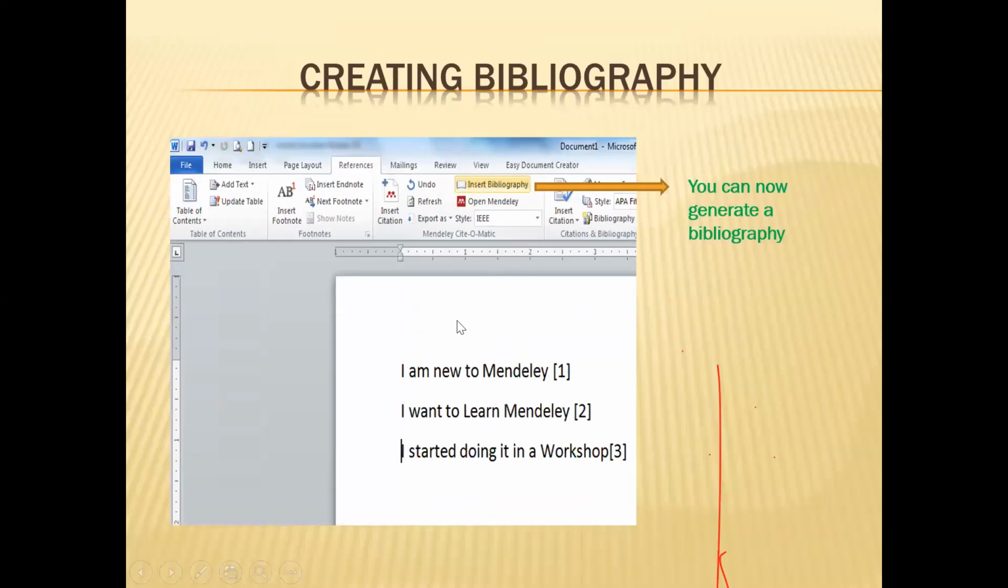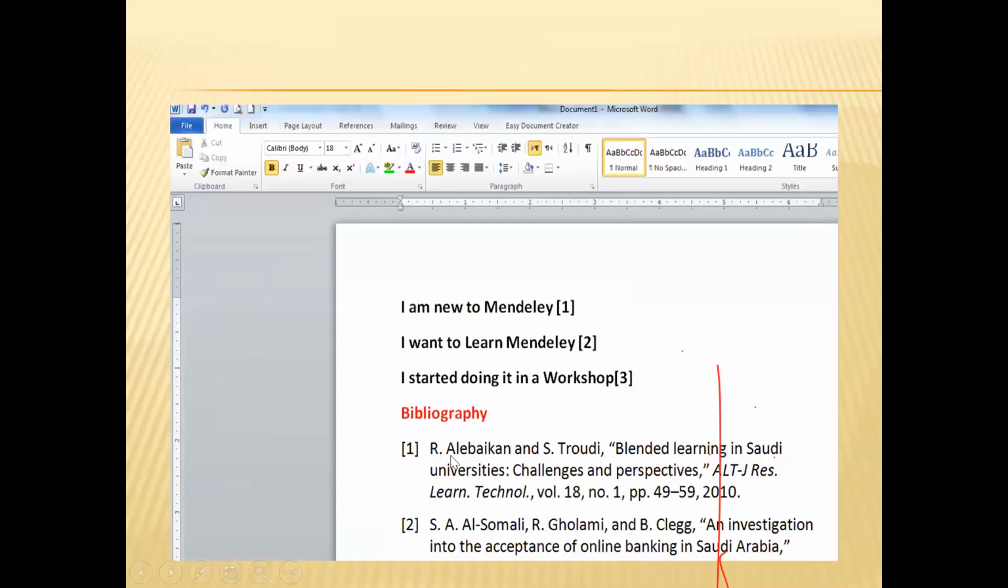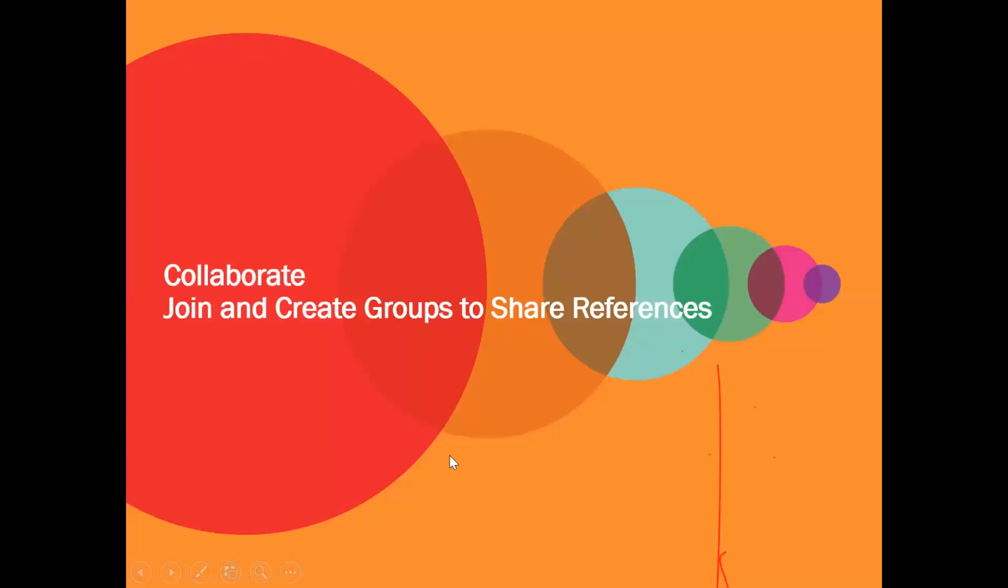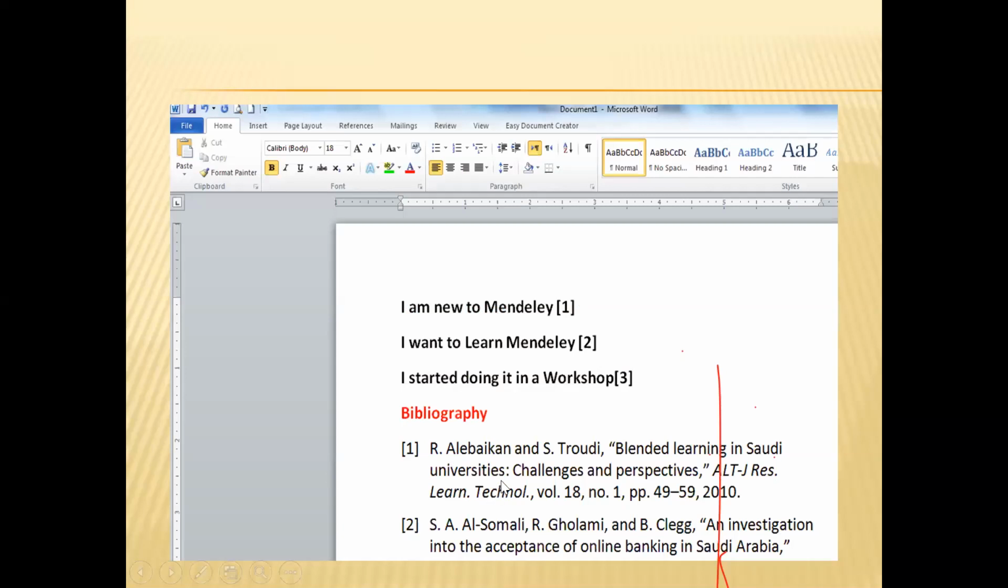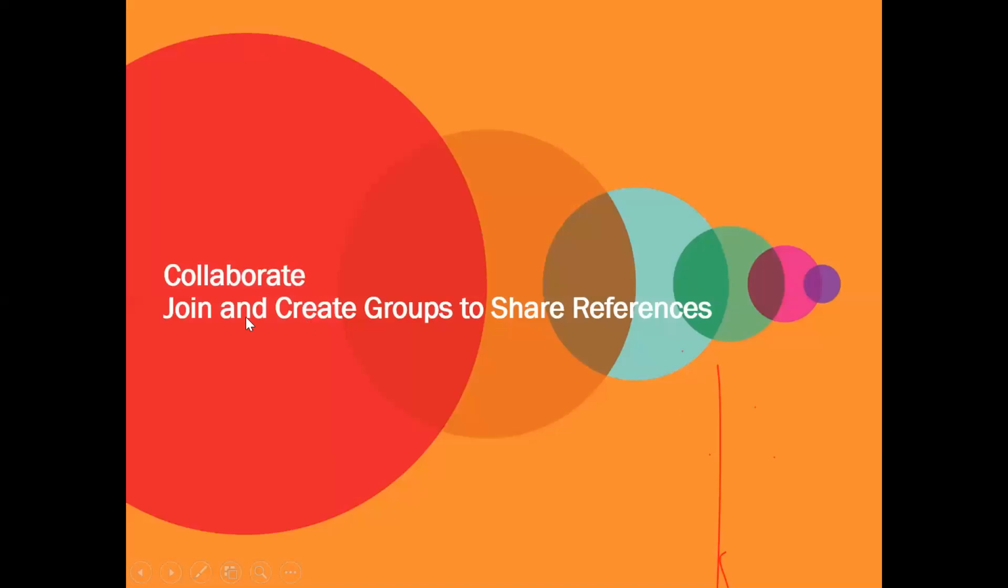Then to insert the bibliography, inside your Microsoft Word you have the option Insert Bibliography. When you click it, it will generate the bibliography for you. The citations which you have entered into your text will be referenced here in your Word document by using the Insert Bibliography option.